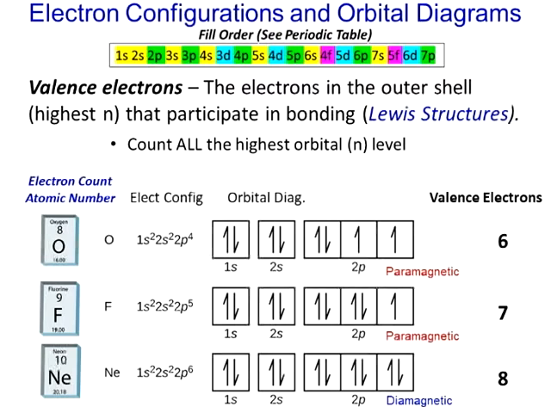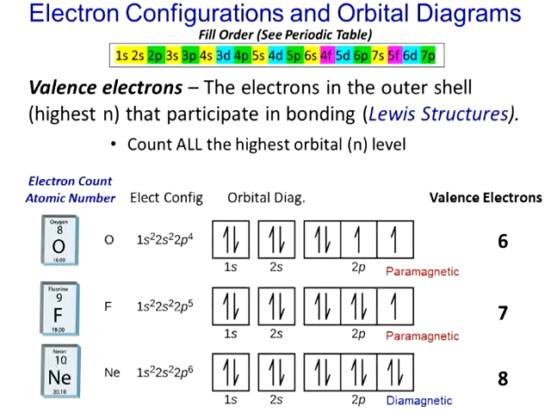Likewise, in a similar fashion, we do this for neon, and we look at the 2 level, and there are 8 total electrons. 8 electrons fulfills what's known as the octet rule, which is why neon and the noble gases are so stable. They're so stable because they have 8 electrons in their valence shell.